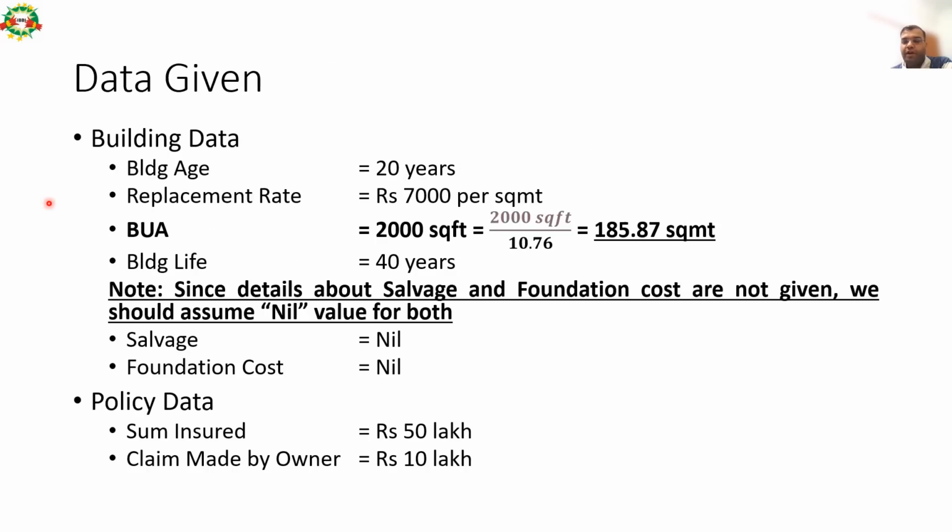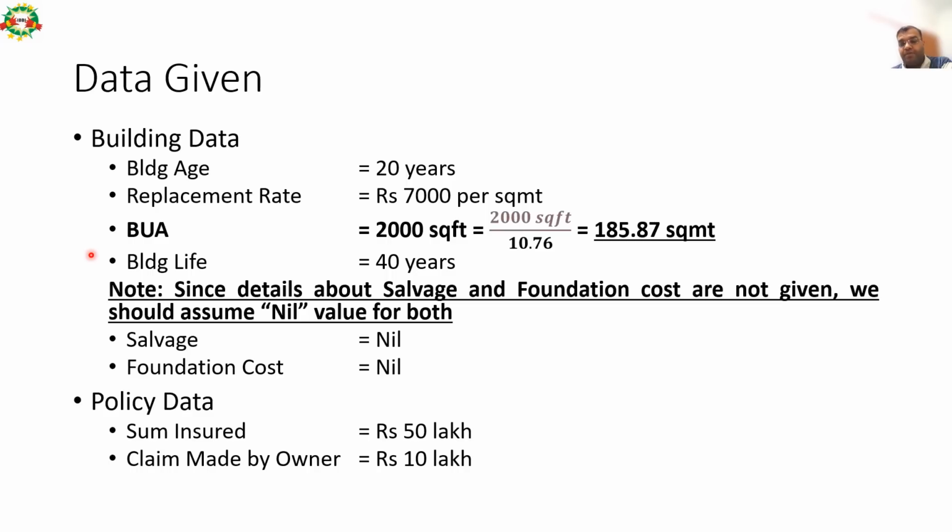So first write down the data and try to bifurcate the data into two groups: building data and policy data, as discussed in previous questions also. So building age is given in the question as 20 years. Replacement rate is again given, which is equal to 7,000 per square meter. Built up area here is given as 2,000 square feet.